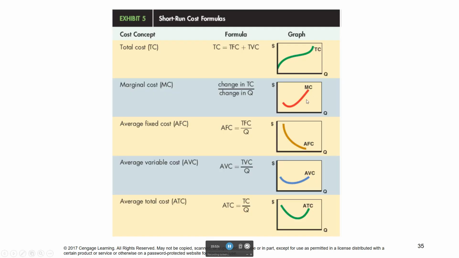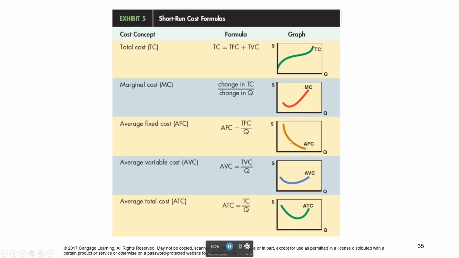Study the shapes, especially of these four curves. You'll need to know them. I might have a question on an exam or a quiz where I say, I may not have the name of it, I say, what's this curve? What's this curve? What's this one? What's that one? We know that's marginal cost. It's got a slanted J shape.